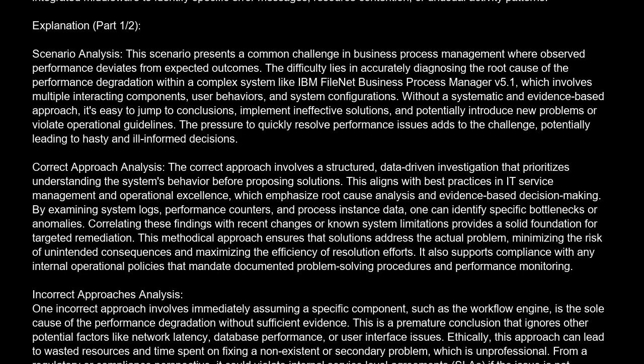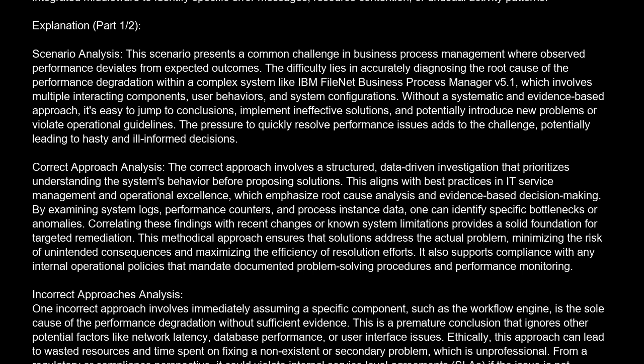The correct answer is D. Analyze system logs and performance counters for the IBM FileNet BPM application servers, database servers, and any integrated middleware to identify specific error messages, resource contention, or unusual activity patterns.